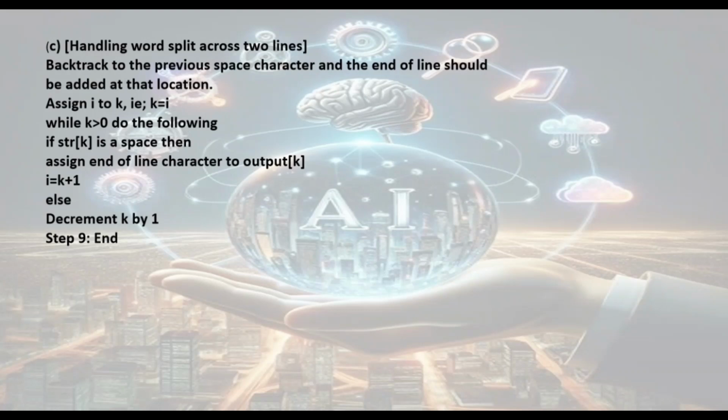Backtrack to the previous space character and the end of line should be added at that location. Assign i to k, i.e., k equals i. While k > 0, do the following. If str[k] is a space, then assign end-of-line character to output[k], i equals k plus 1. Else, decrement k by 1.